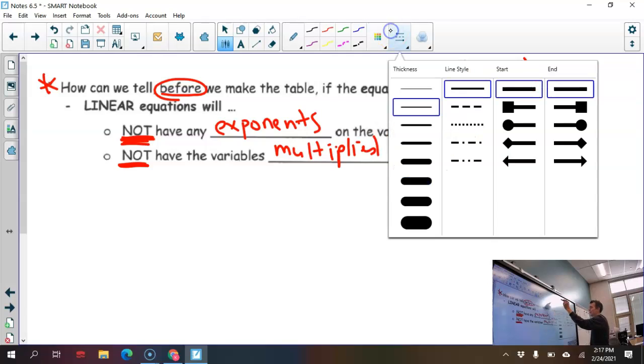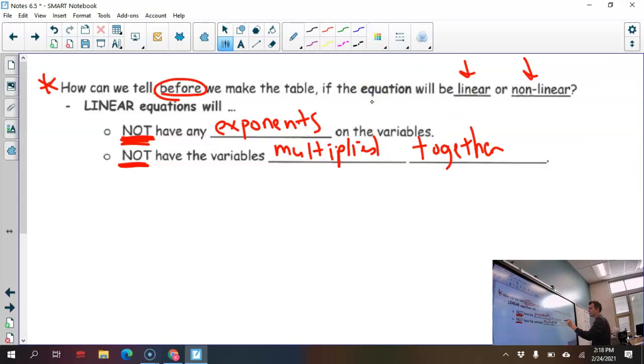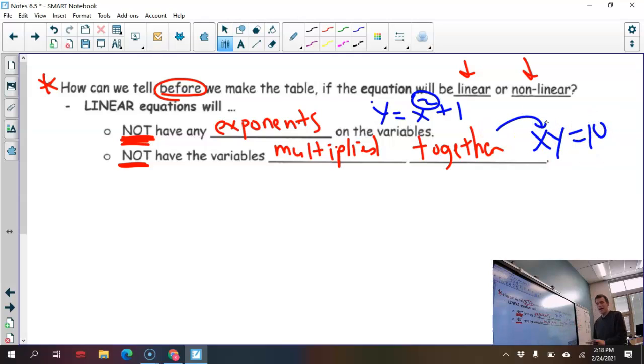So if you have an equation that says something like y equals x squared plus 1, there's an exponent. It is not going to be linear. Or if you have something like xy equals 10, so the variables are multiplied together, not linear, right? Linear means when you graph it, it will not make a straight line. But if it is linear, it will make a straight line.